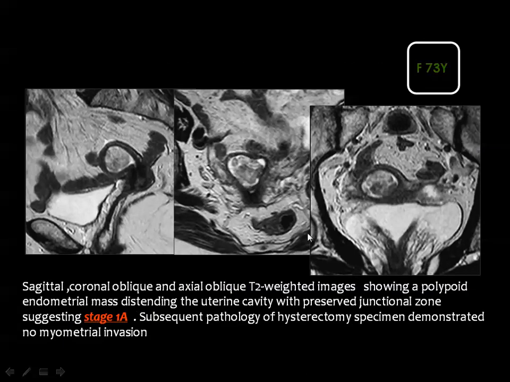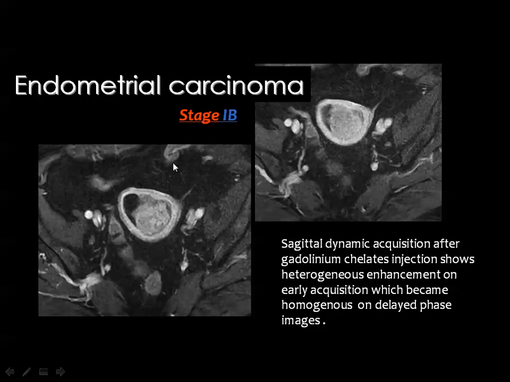And this is stage 1A uterine endometrial cancer, where you see the mass inside the uterine cavity and the uterine wall is more or less intact. This is also one of the helpful criteria, which is the use of diffusion weighted images by MRI to help you appreciate how much of the endometrium has been involved.